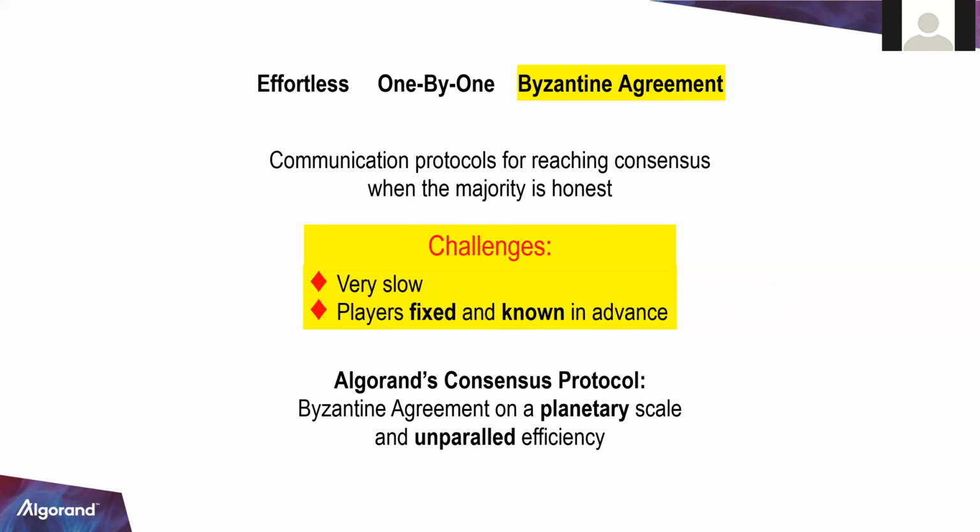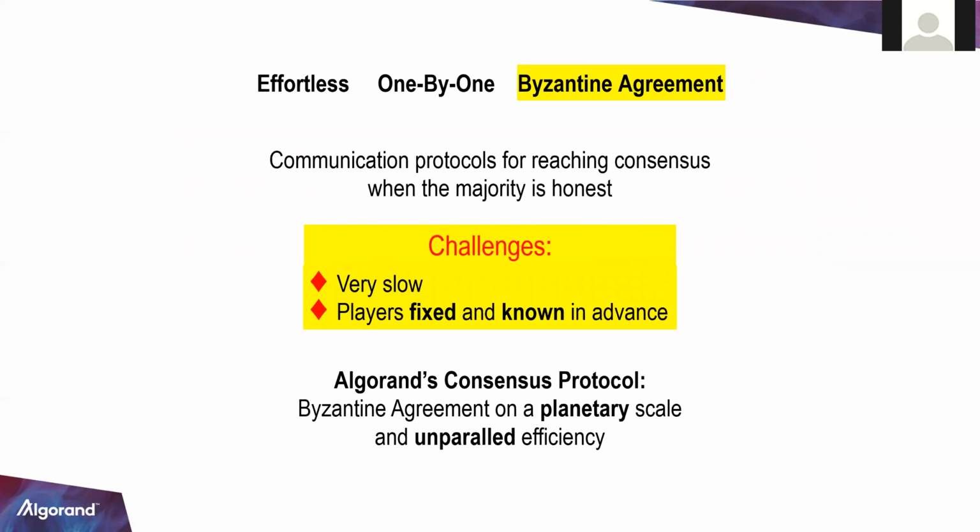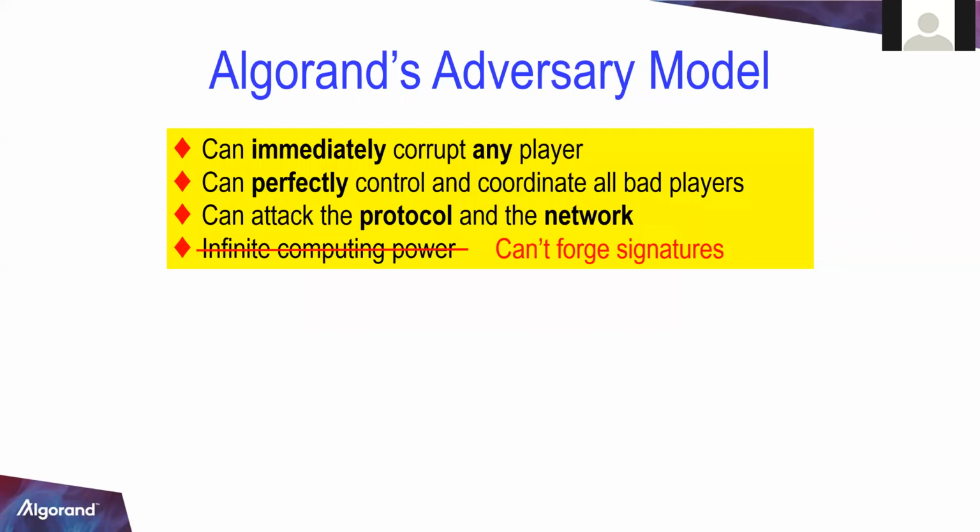I'm not going to tell you all the technical details, but in the next two slides, I'd like to introduce another fundamental idea in the Algorand blockchain besides the Byzantine agreement itself. Before that, let's first look at the adversary model we have in analyzing our protocol. This is the adversary we're trying to protect against. Let's just read through the list.